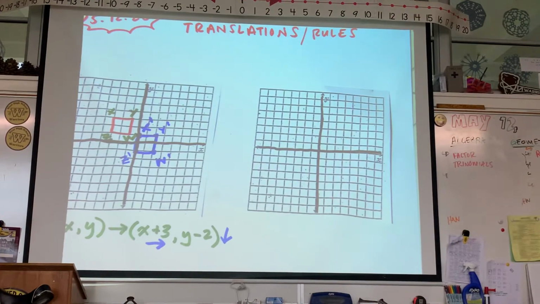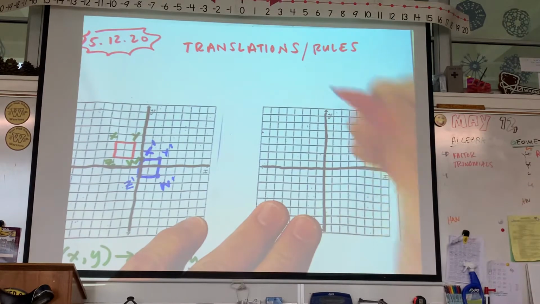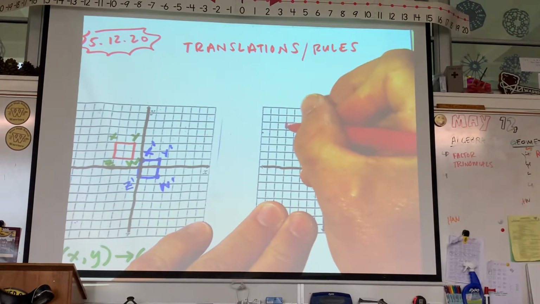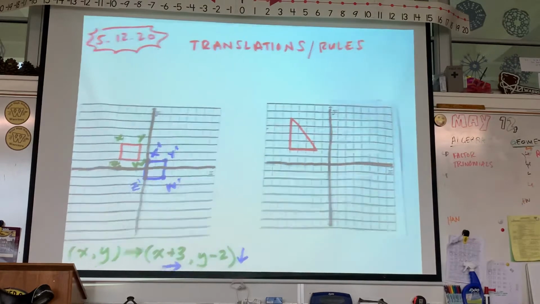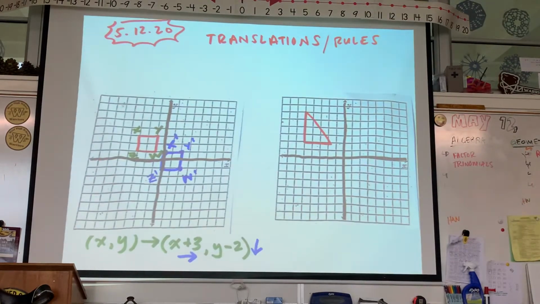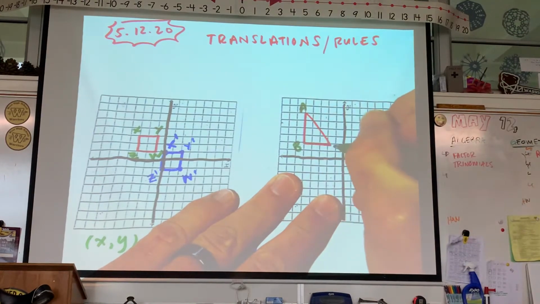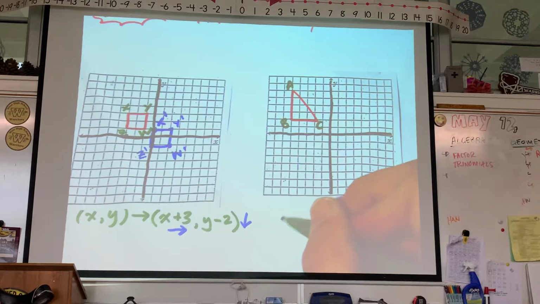And let's draw something else. Let's draw maybe a triangle up here. Okay? And you know what? You can draw it anywhere. Let's go like this. Let's just draw a right triangle right there. All right, anywhere. And I'm going to name this one A, B, and C. And here's the rule I would like to follow with this.